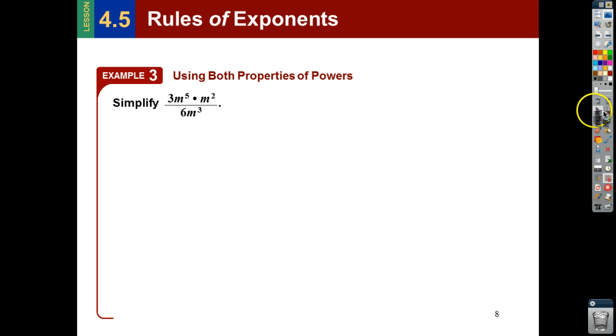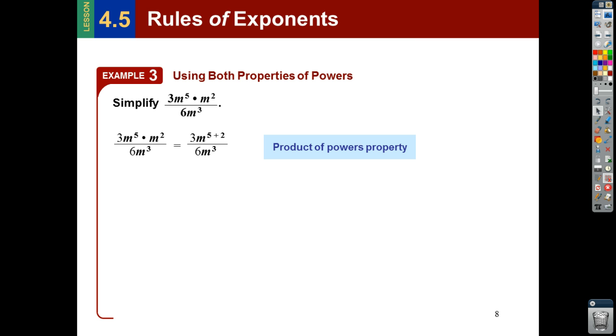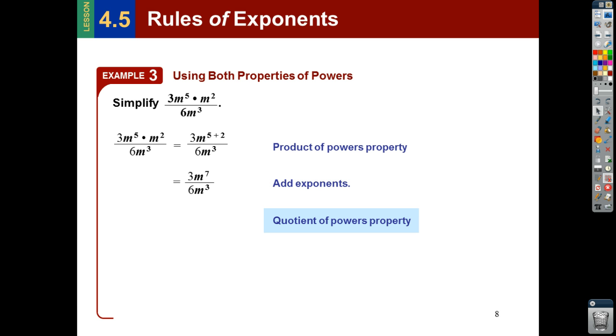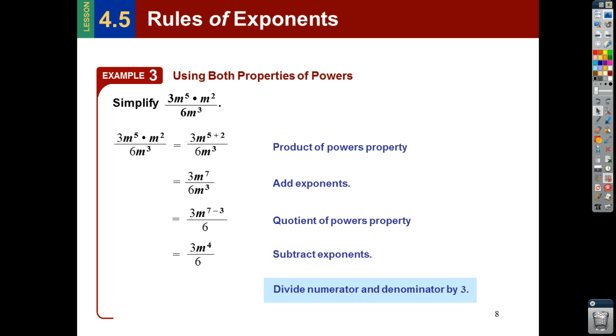Okay, that's one method. Let's take a look at what the book does. Okay, they do the product of powers, right? So they add. So they're going to do 5 plus 2 is 7. Okay, so then they get this. And then they're going to subtract. So they're going to do 7 minus 3 because of the quotient of powers property. And they're going to get 3m to the 4th over 6. And then they're going to simplify. Okay, divide top and bottom by 3, and you're going to get m to the 4th over 2, which is the same thing I got, right?